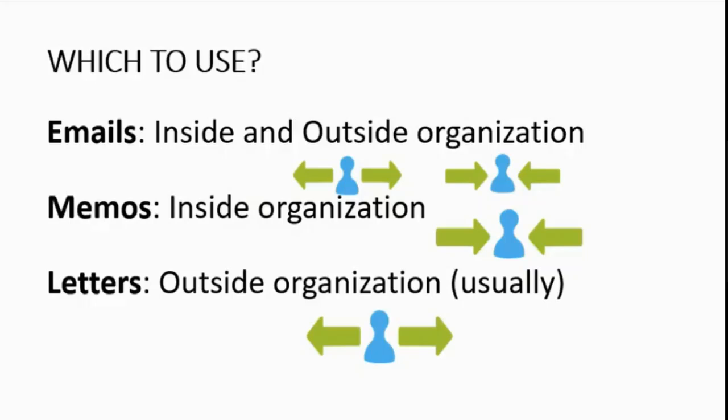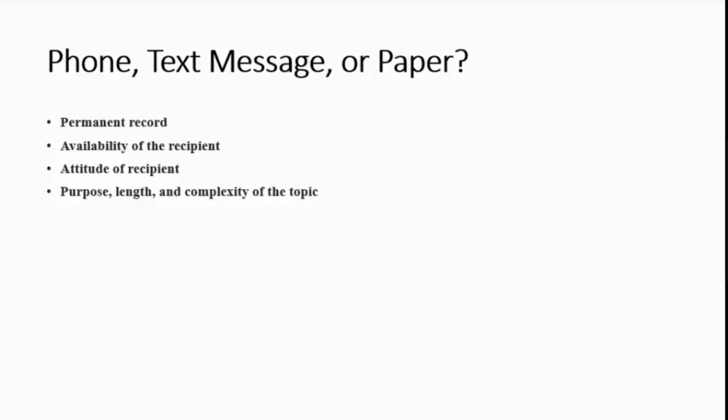So this is the overview of these three. The emails are used inside and outside the organization, memos inside the organization, and letterheads usually outside the organization. Okay, these are the main things that are used in formal communication: emails, memos, and letters. So after that comes the phone, text message, or paper. This is also important.